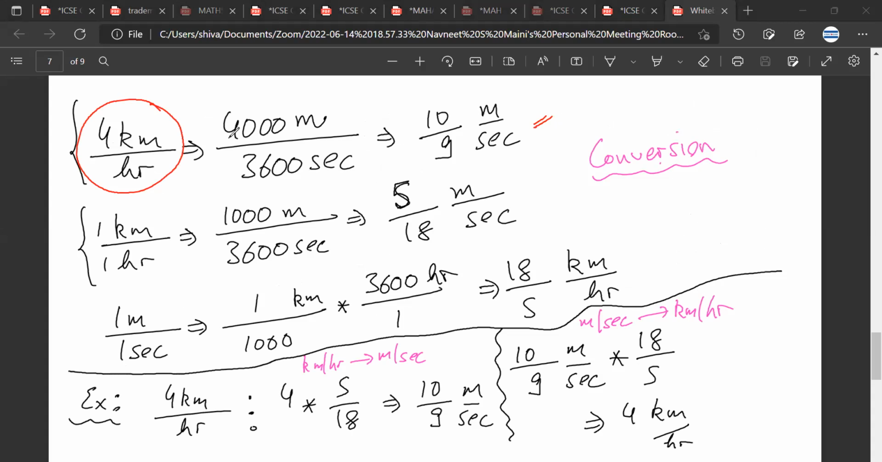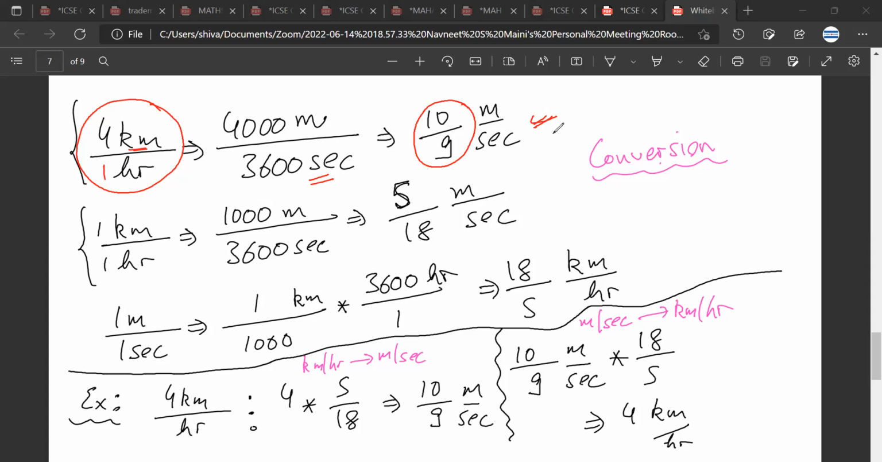So in detail, if you want to understand, 1 kilometer is 1000 meters. So 4 km would be 4000 meters. This is actually 1 hour. So 1 hour is 3600 seconds. So 4 km upon 1 hour is basically equal to 4000 meter upon 3600 seconds. So this would be equal to 10 upon 9 meter per second. Any doubt? No. So this is a long way of converting kilometer per hour into meter per second.